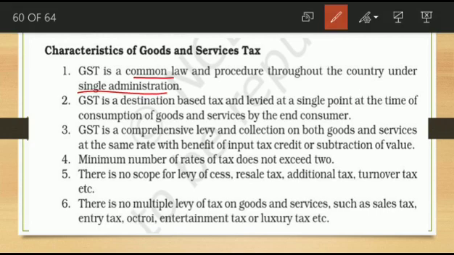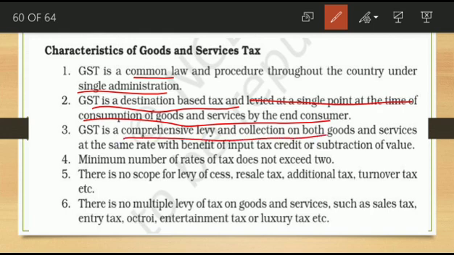Then GST is a destination based tax, meaning it is levied only at the final destination stage, at a single point, at the time of consumption of the goods and services by the end consumer. Whoever is consuming at that time, from that end consumer only, this tax is charged. So GST is a comprehensive levy and collection on both goods and services at the same rate, with the benefits of input tax credit or subtraction of value.